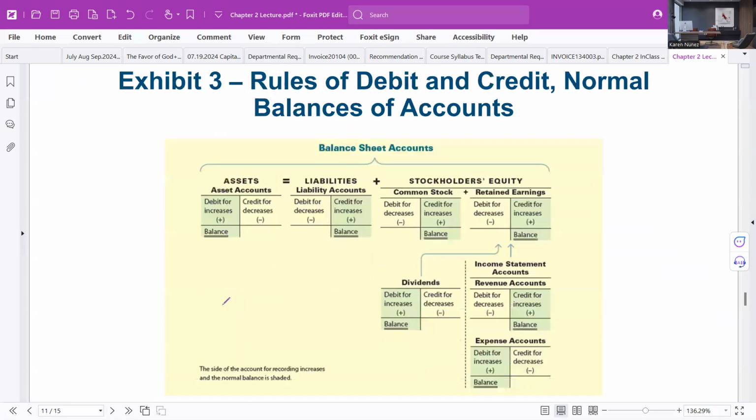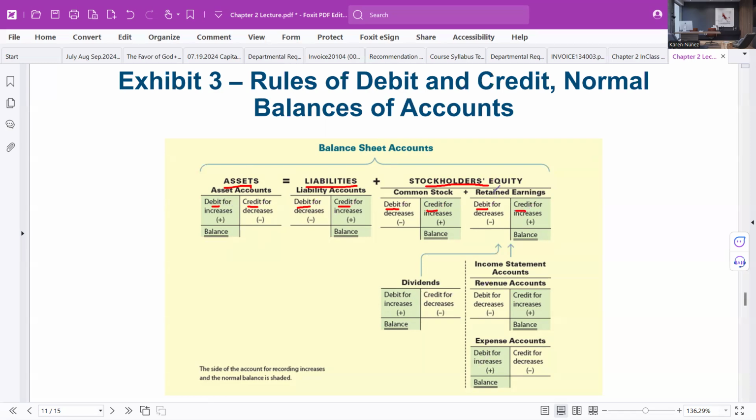Now what we have is the basic rules of debit and credit, and normal balances of the accounts. So let me review what I just covered. Assets are always going to be equal to liabilities plus our equity. Debits are always on the left, credits on the right. It doesn't matter what kind of an account it is: assets, liabilities, or equity, debits on the left, credits on the right. And the divisions of equity: dividends, revenue, and expenses.